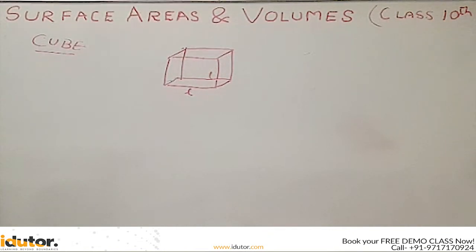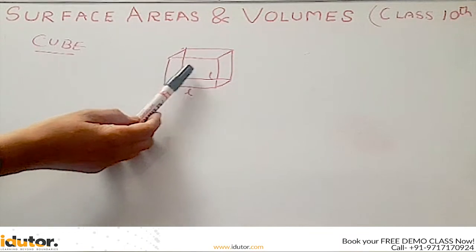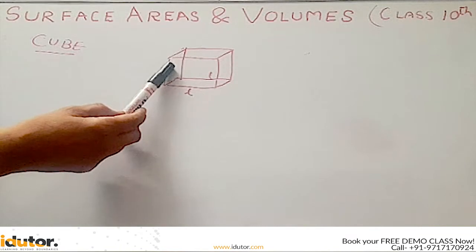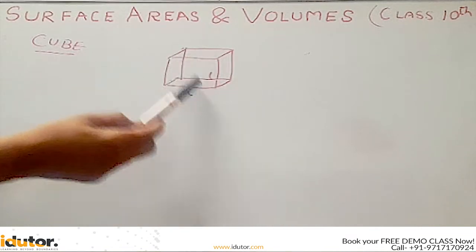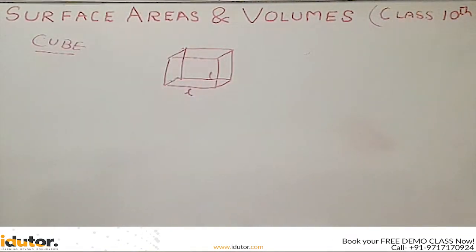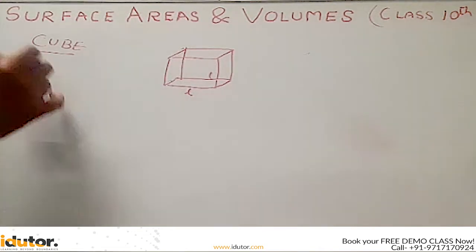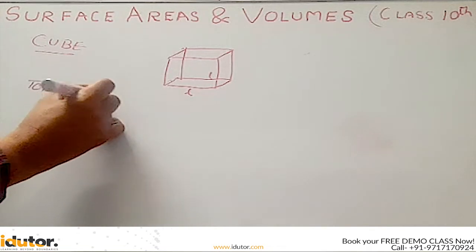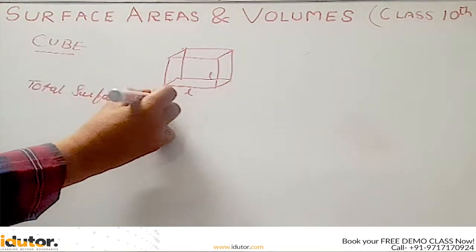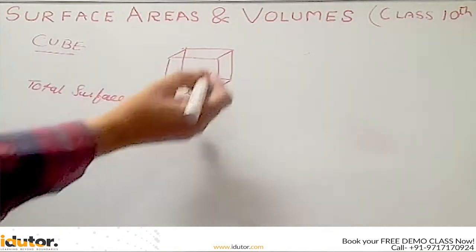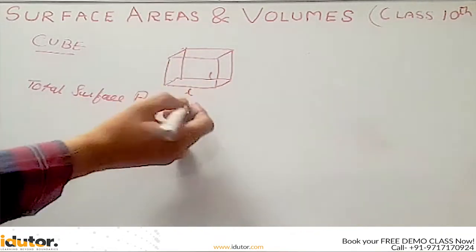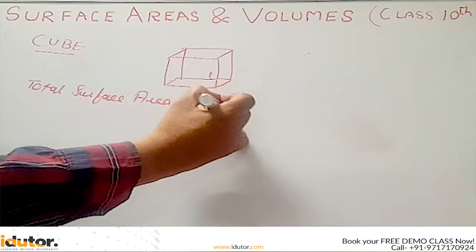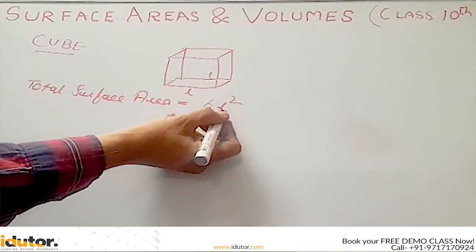While making a cube, we know that we have 6 sides in total: one on the front, side, back, and the other side, 4 sides, 1 top, and 1 bottom. So in a cube, the total surface area is equal to, because we have 6 sides in total, 6a square or 6l square. Anything we can take, 6l square.